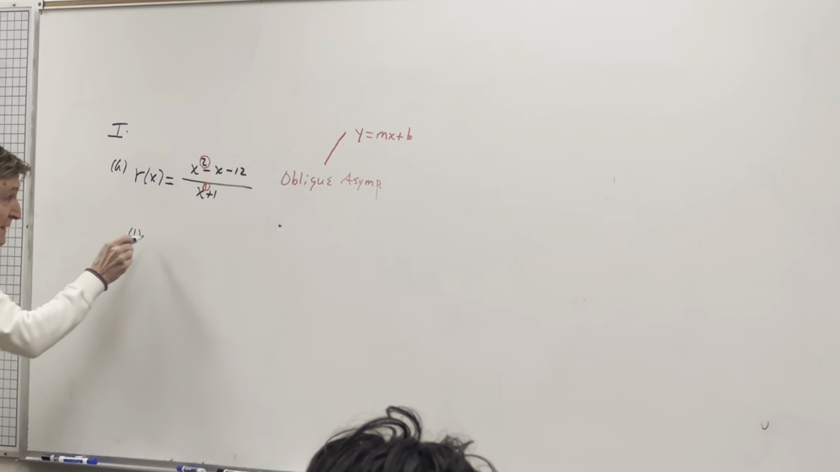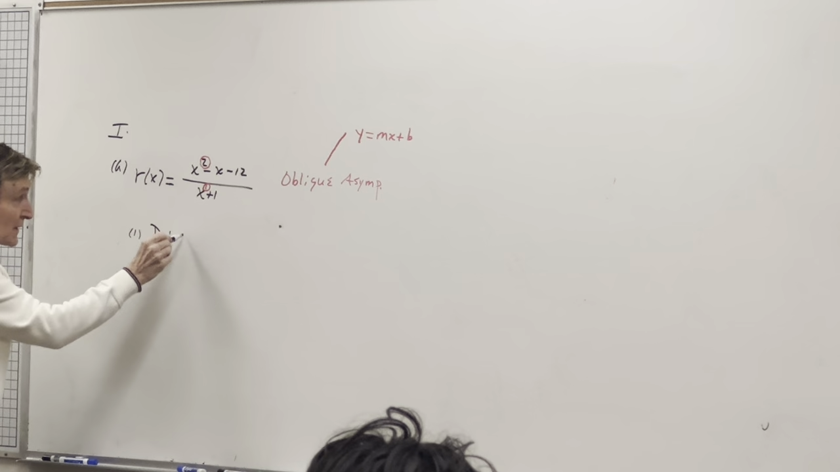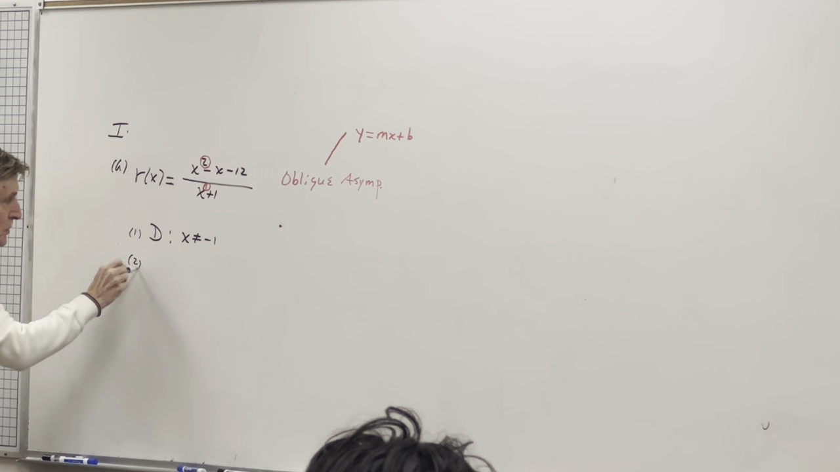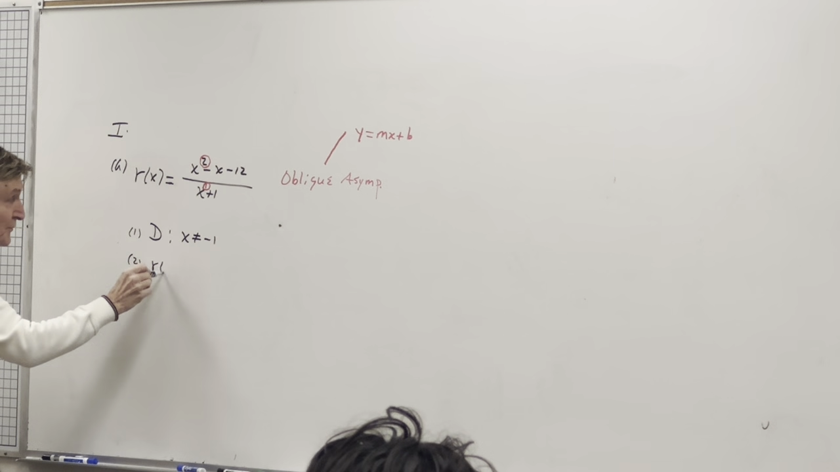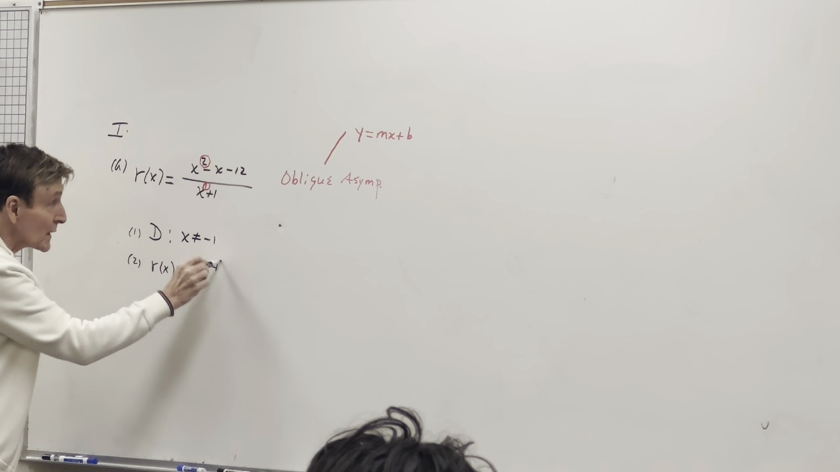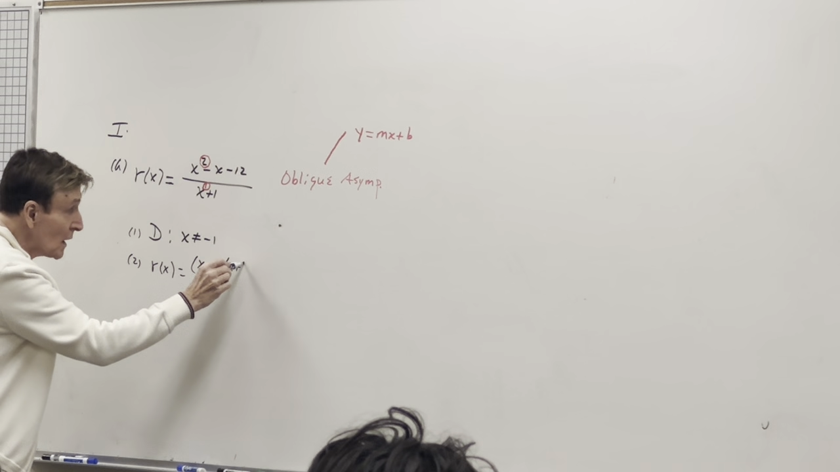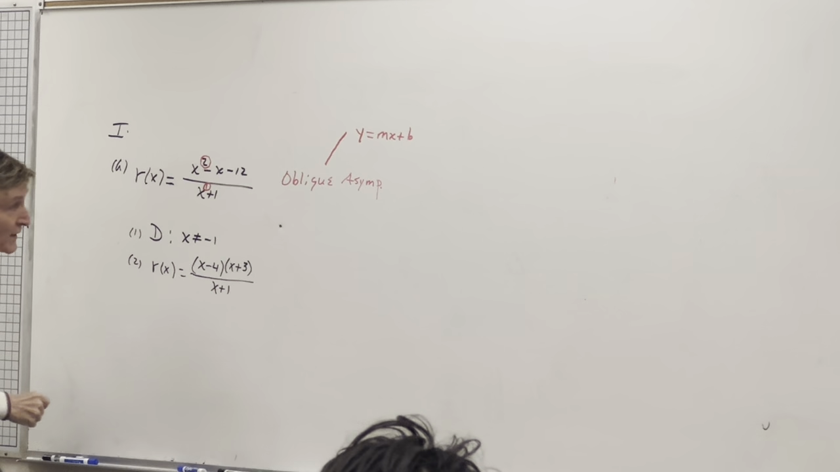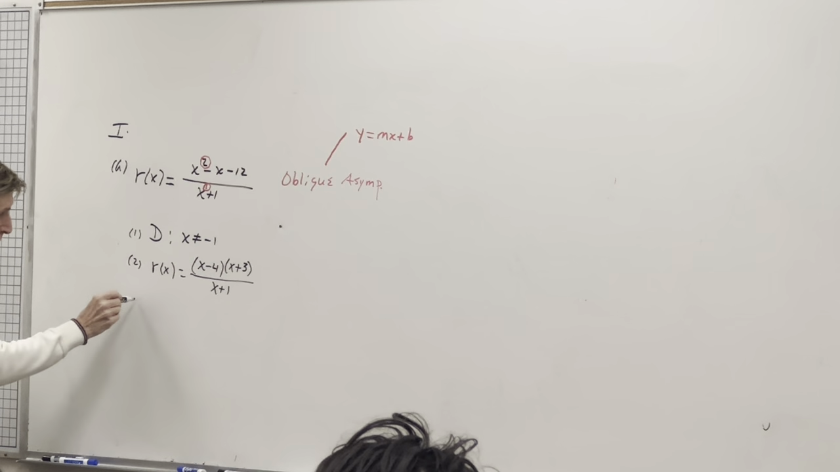Step one, I think, was to list the domain right quickly. Well, the domain in this case is this. That's obvious. Two, I think I asked you to simplify it. And I could factor the numerator. I'm going quickly, so watch for errors. And it looks like it might factor into that. Done, you get partial credit for all this.